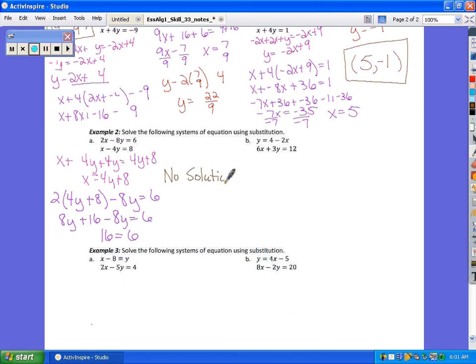And if we think about the last lesson, that would have meant that those lines were parallel. And this is the end of this part. The other three problems will be in part 3.